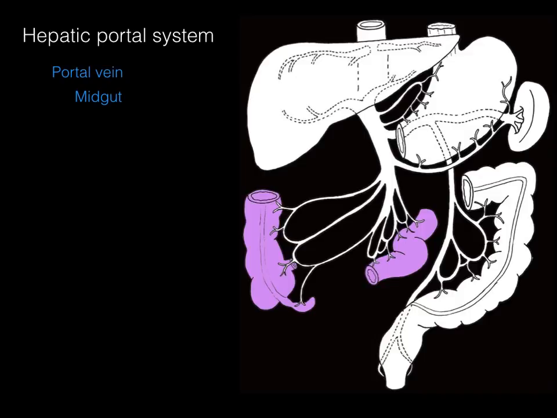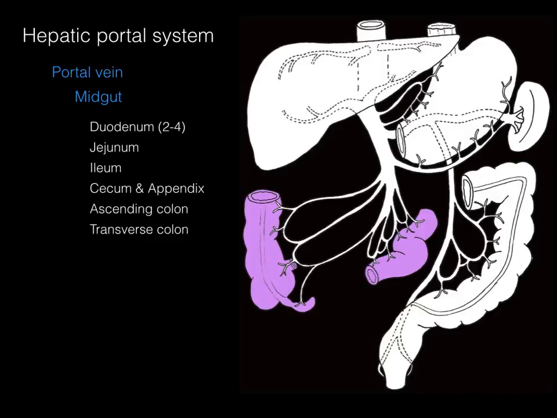So, next we have our midgut. It's comprised of the duodenum, second, third, and fourth parts, jejunum, ileum, and then cecum and appendix, ascending colon, and part of the transverse colon. Though on this illustration, all we see is part of the small intestine, appendix, cecum, and part of the ascending colon.